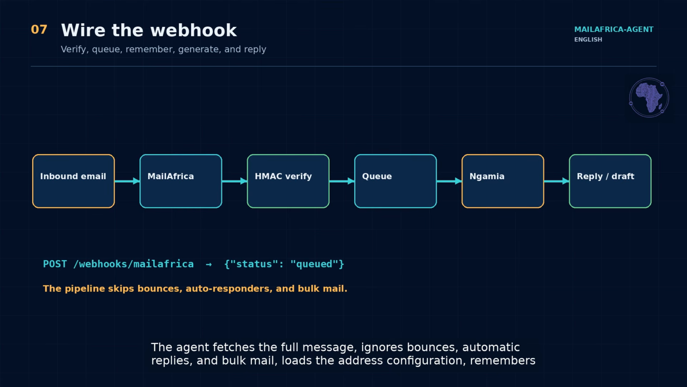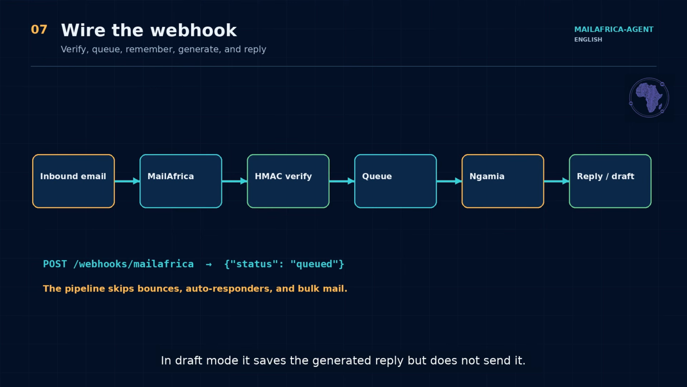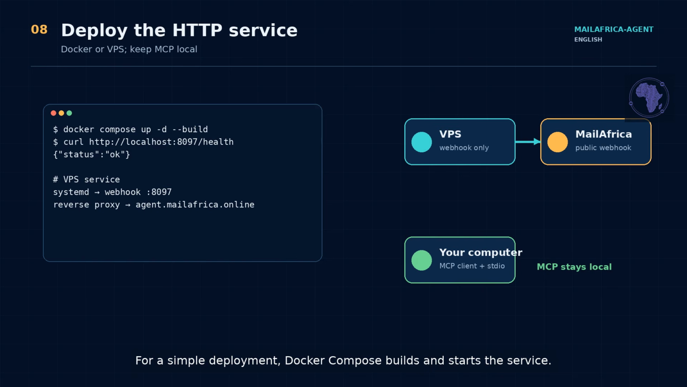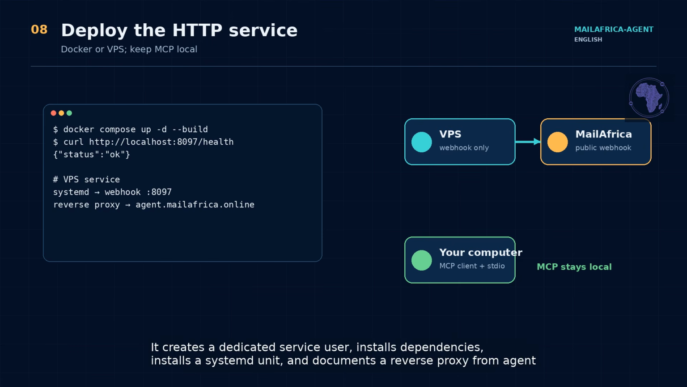When an event arrives, the service verifies the HMAC signature, accepts the inbound.message.received event, and queues the work in the background. The agent fetches the full message, ignores bounces, automatic replies, and bulk mail, loads the address configuration, remembers the conversation in SQLite, calls Ngamia, and sends the reply only when the mode is auto. In draft mode, it saves the generated reply but does not send it.